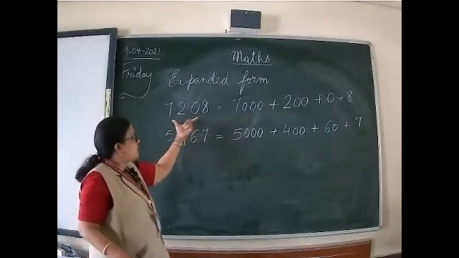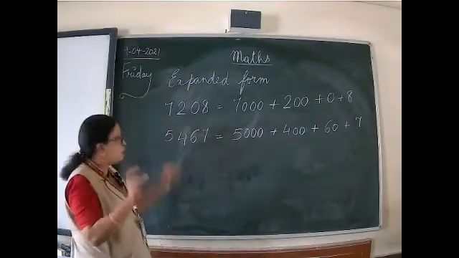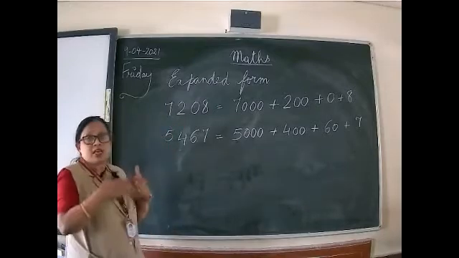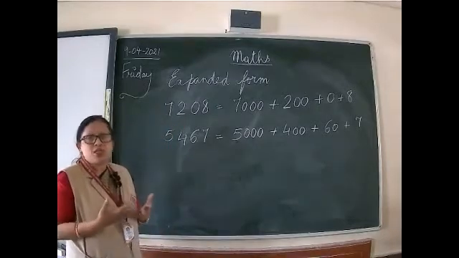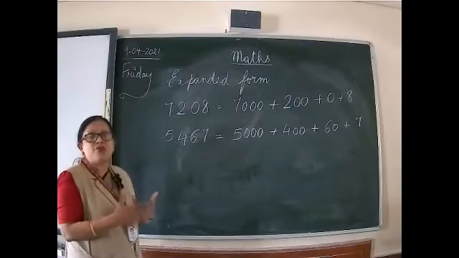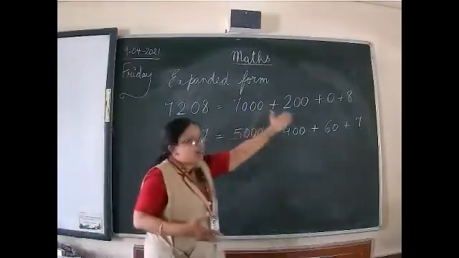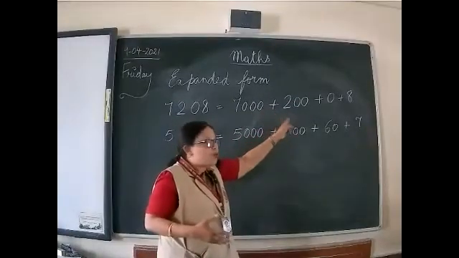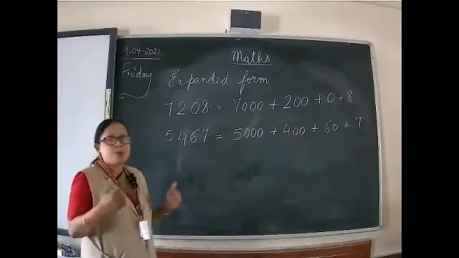7,208. This is the short form. It is written in a small place. Now we will expand it. And what is the way to expand? We just take out the place value of each digit and write it like this. Put the plus sign in between and write them. And you get the expanded form.